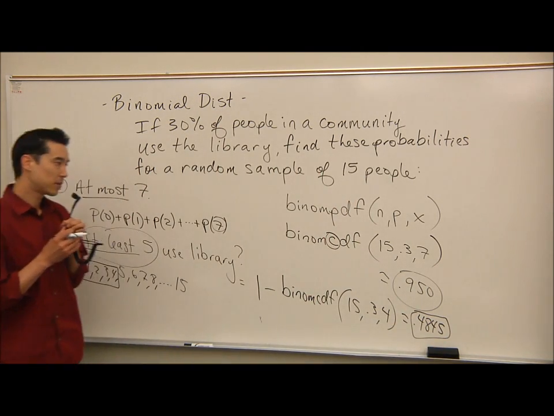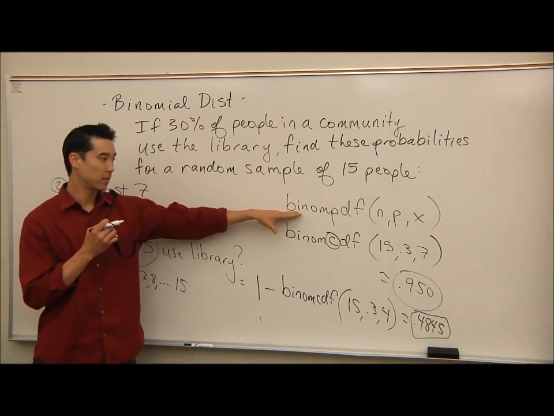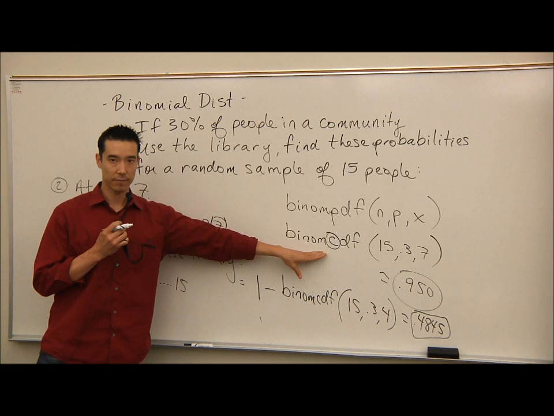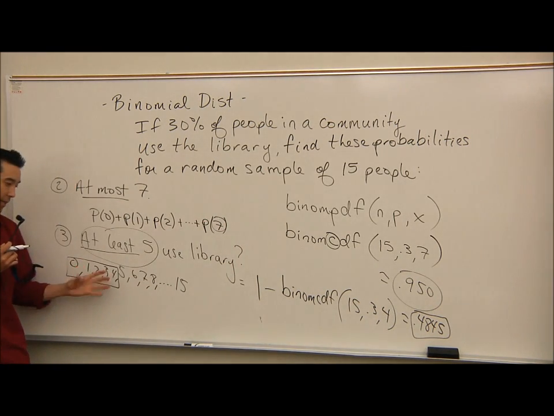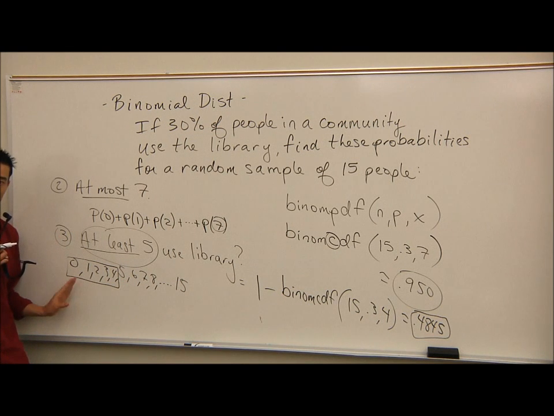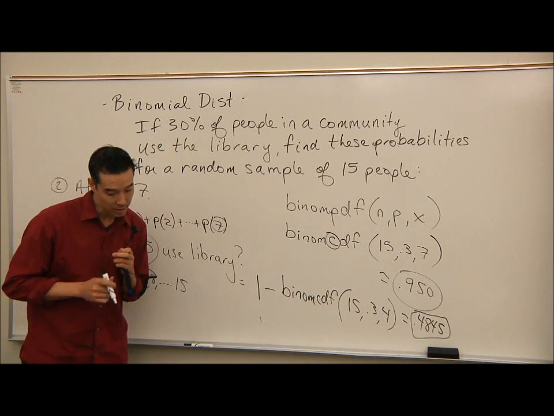Okay? So far, for exactly 1 number, you just use PDF. At most, 0 up to some number, you just use CDF. If the question is at least, well, we can't really do at least, but we can do the opposite. You can do 0 through whatever, and just subtract that from 1. Okay? All right, next question.